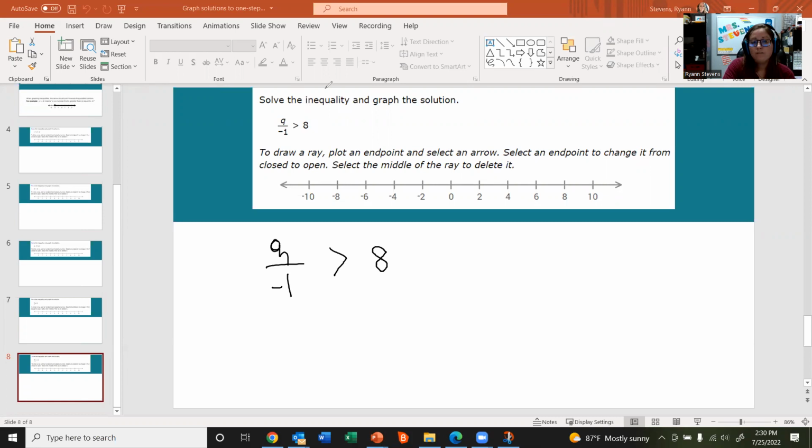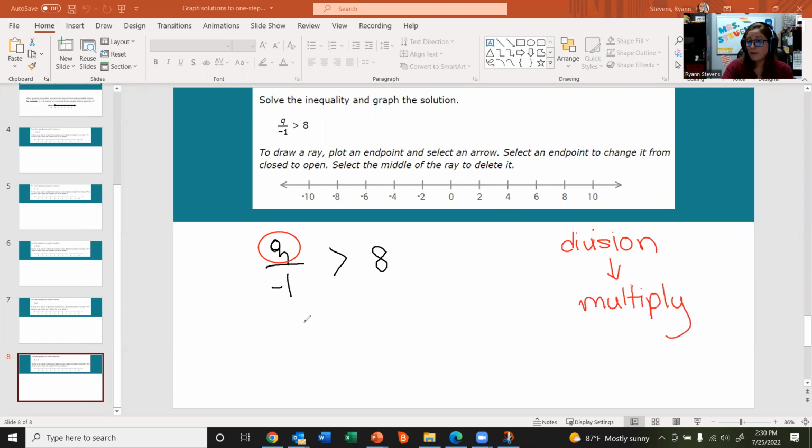We want to identify the variable that we have in this question, which is q. And then we want to also think about what our operation is and what the inverse is going to be. So in this case, we have q over -1, or we could read this as q divided by -1. So since this is division, our inverse is going to be to multiply.